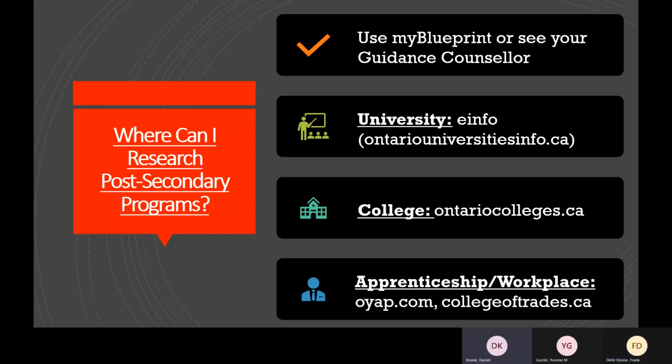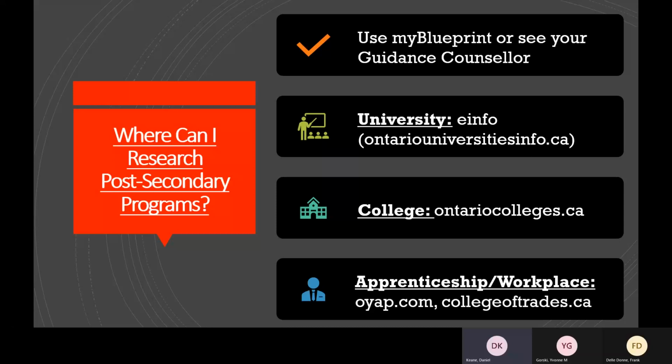If you're planning on attending university, eInfo is an excellent website to visit. There you will find all of the information you'll need about universities and the programs that they have to offer. Here and in My Blueprint is where you will find out if there are prerequisite courses you need to take in grade 12 for any programs that you're interested in.